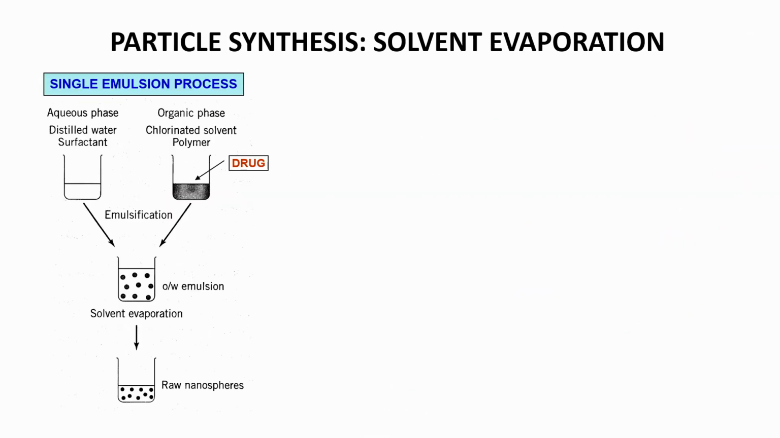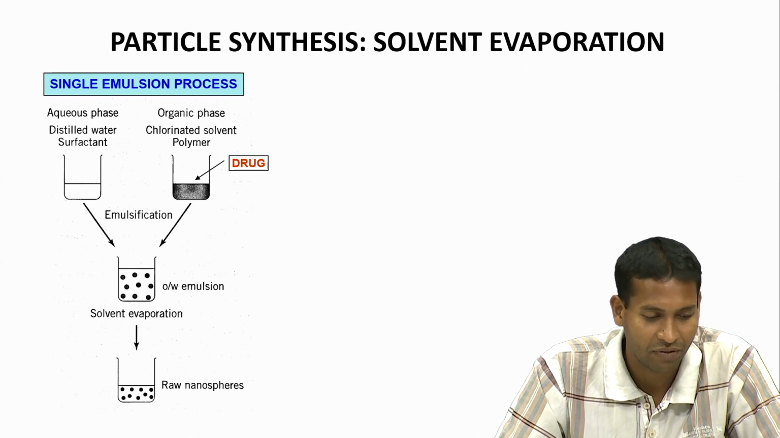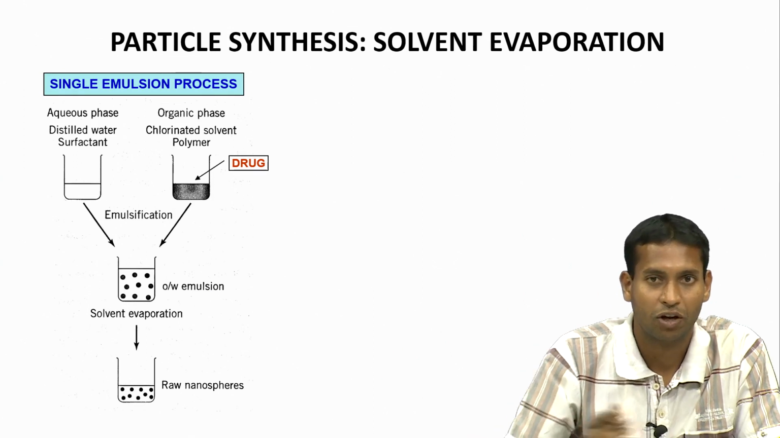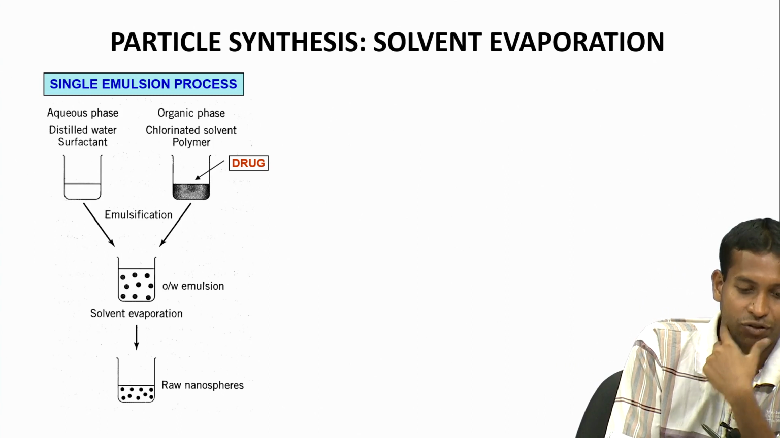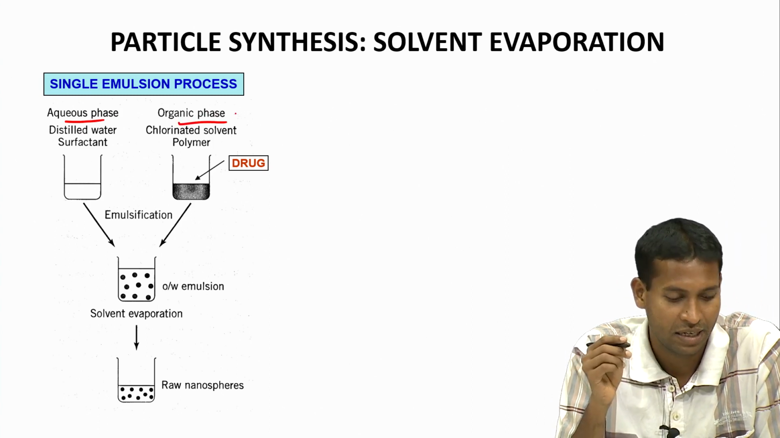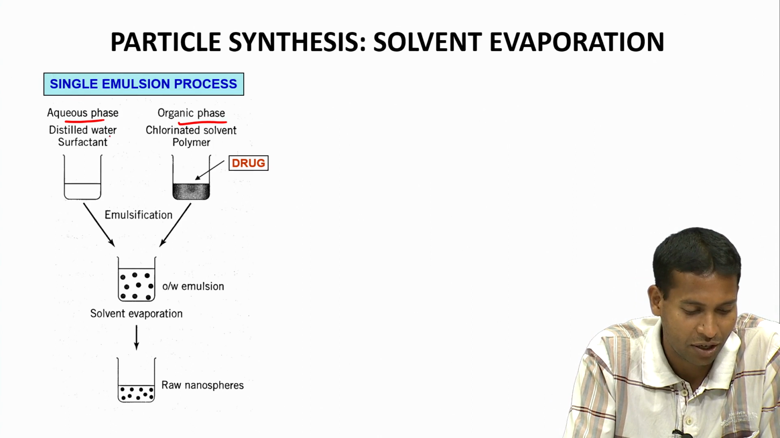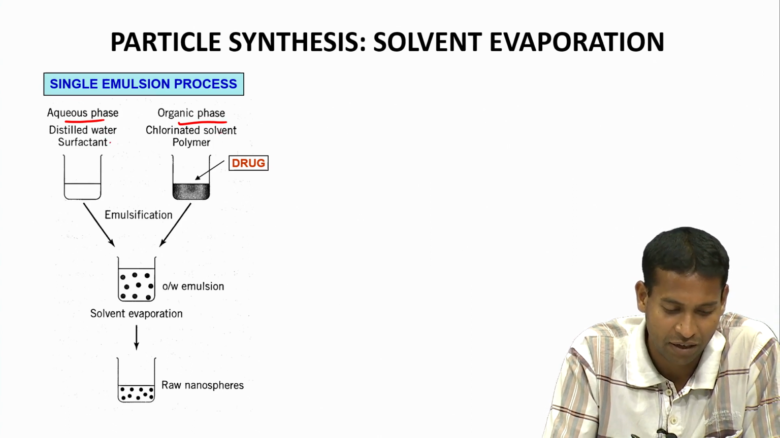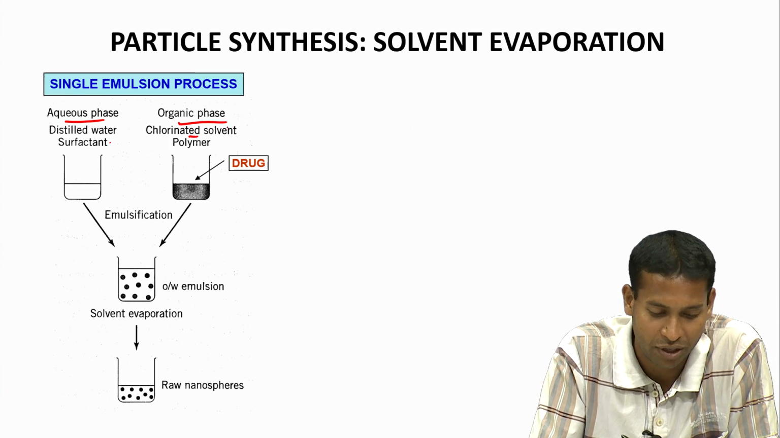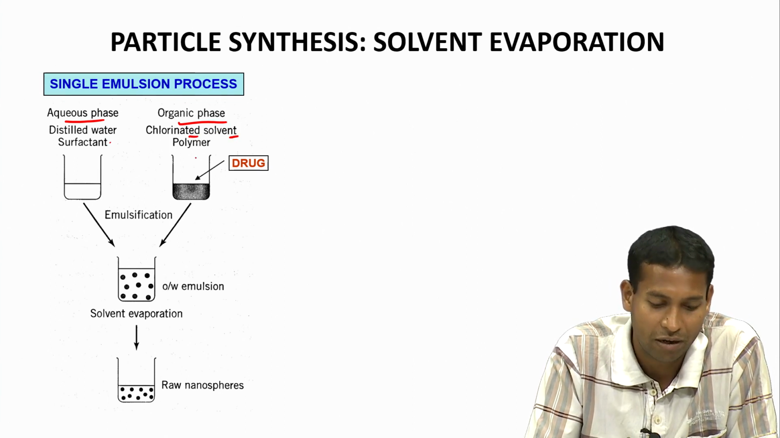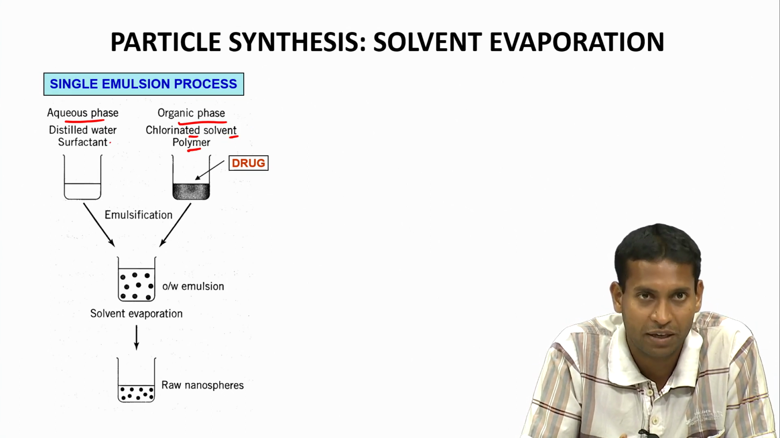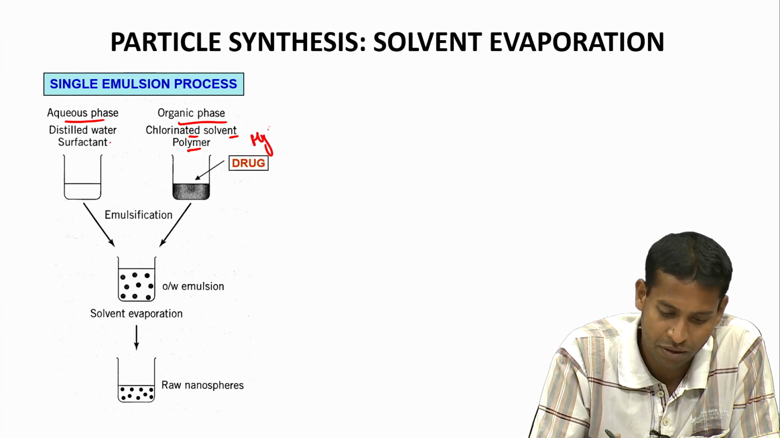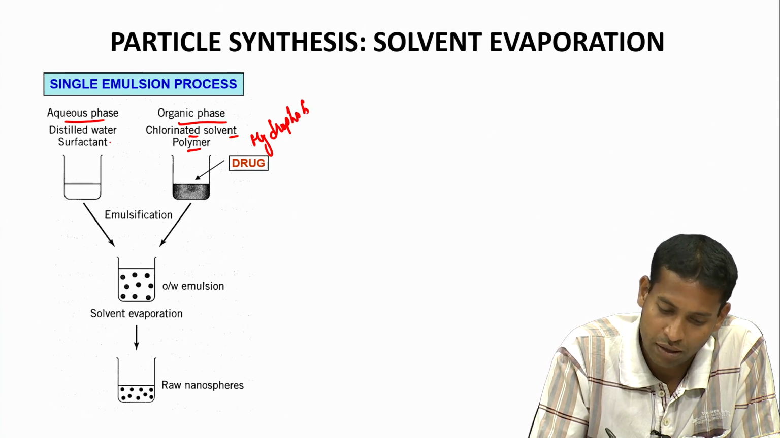Okay, so let us talk about the solvent evaporation method, one of the very widely used methods. First, we are going to talk about the single emulsion process. What is typically done contains two phases, an aqueous phase and an organic phase. In the aqueous phase you can have distilled water with surfactant. In the organic phase you can have some chlorinated solvent or maybe something else, also containing your polymer. Depending on whether your drug is hydrophilic or hydrophobic, you choose these methods. In this case it is mostly used for a drug that is hydrophobic, and I will describe why.